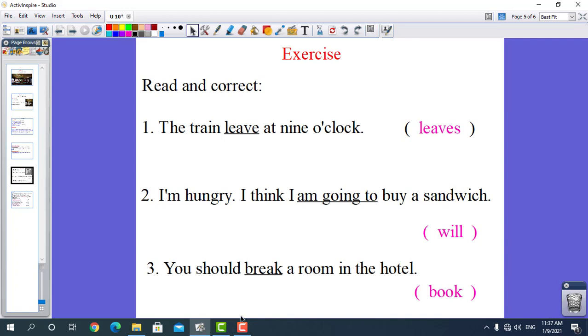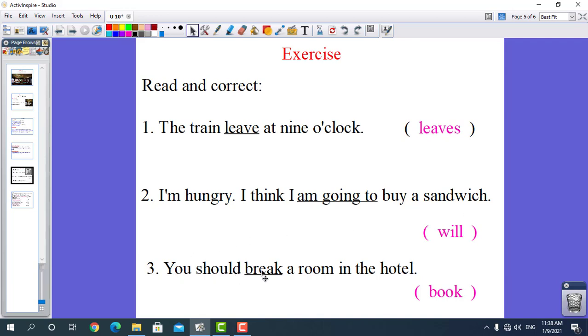Read and correct. The train leaves at 9 o'clock. So the word leave is incorrect. So the correct form here is leaves. The train leaves at 9 o'clock. Number two, I'm hungry. I think I'm going to buy a sandwich. No. Here is a quick decision. I'm hungry. I think I will buy a sandwich.